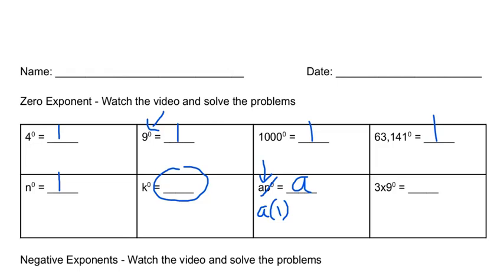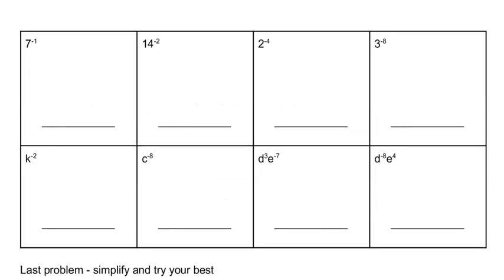All right, let's do this last problem here. So you got 3. Now 3 doesn't have an exponent, so we'll bring it here. But 9 has a 0 exponent right there. So that equals 1. And then 3 times 1 is 3. All right, so make sure you finish this one, and we'll move on.